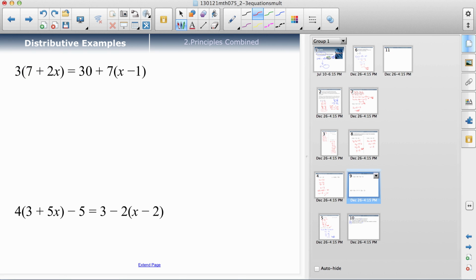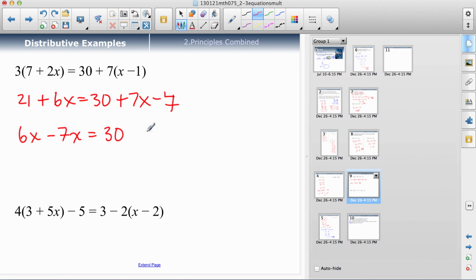Okay, 21 plus 6x equals 30 plus 7x minus 7. Now x's, there's a 6x here. Here's 7x. Bring it to the other side, it becomes negative. On this side I have a 30. I have a minus 7. And then here, this 21, if I move it over, becomes a minus 21.